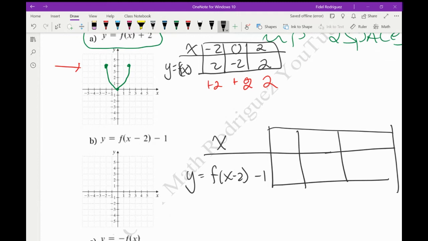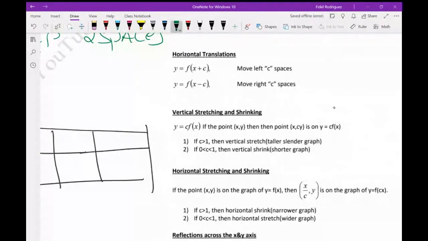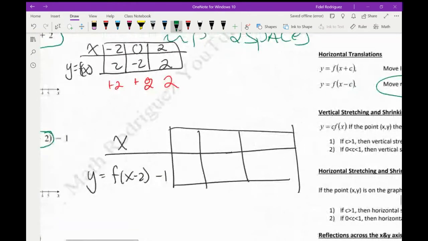And I'm going to go really slow here, okay? So I want to point something out. We're going to do it a piece at a time. If there is a -2 inside, look what we're going to do. We're going to go to the right 2 spaces. So if we're going to the right, that really means I'm going to add.